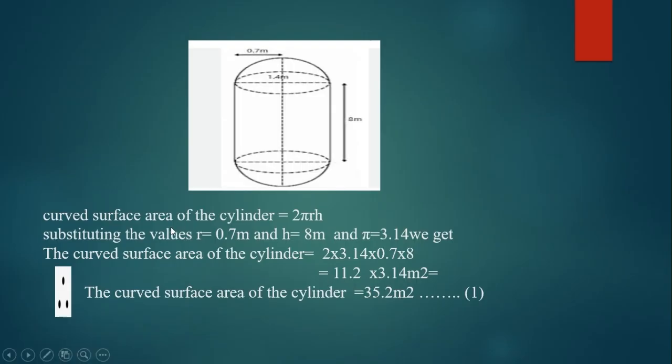Okay, so here I substituted the value of r as 0.7 meters and h as 8 meters. These are all given in the problem. We did not calculate them, they are just given. R value we have taken from the diameter, and the height value we have taken from the length of the cylinder. Okay, till here it is clear, I think.